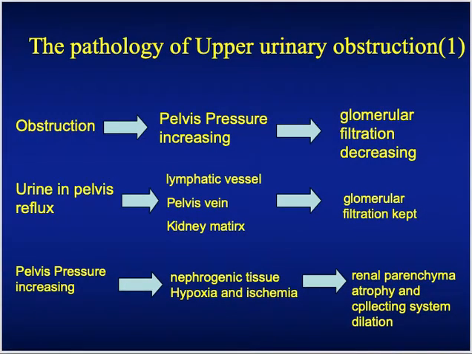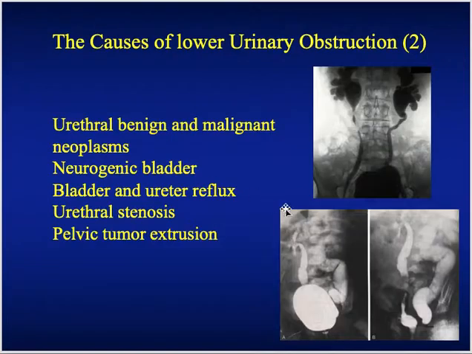So of course, whenever there is obstruction, pelvic pressure increases and GFR will decrease, and urine and pelvis reflux into lymphatic vessels, pelvic veins, and the kidney matrix. Due to all these things, there will be renal parenchymal atrophy and collecting system dilatation. For example, in this one, if you see over here, the kidneys will become enlarged.